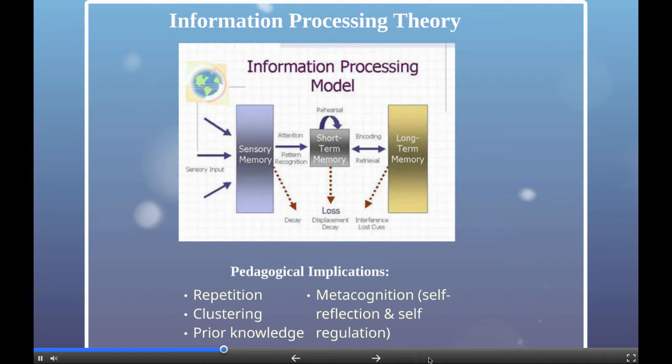The information processing theory assumes that there is a limited capacity of the mental system, that there is a control mechanism required for processing information. Some researchers believe that children's short-term memory increases as they become older. Older children process information faster, and they can therefore use their limited capacity more efficiently than younger children.